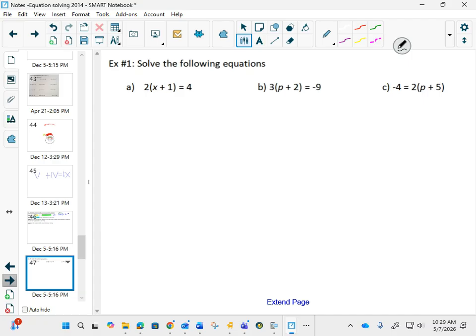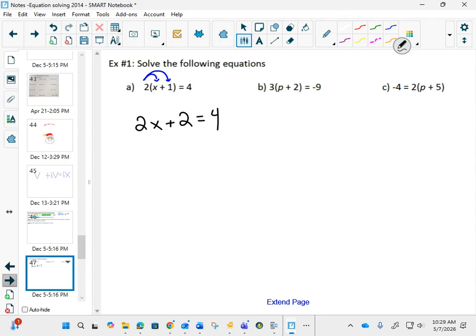If there are brackets, which we do have in each of these, we're going to use the distributive property that we learned before, which means that 2 outside the brackets multiplies by both the x and by the 1. So 2 times x, that's 2x. 2 times 1 will be plus 2. I still have my equal sign, I still have my 4.